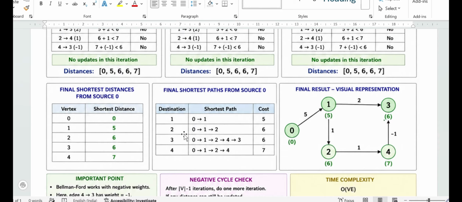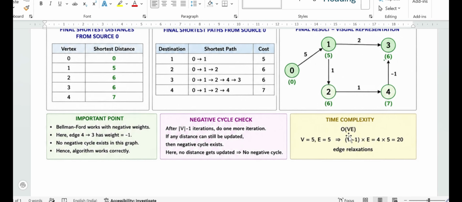So here vertex 0 is 0, 0 to 1 is only 5, the weight is 5, then 0 to 2 is 6, 0 to 3 is 6, 0 to 4 is 7. We already found the shortest distances, right? That is the cost. Then find out the path: 0 to 1 to 2 gives the cost value 6. Likewise, we form the path also. This is the final updated result.